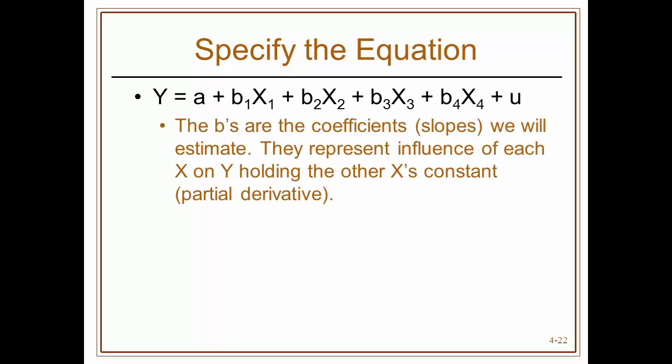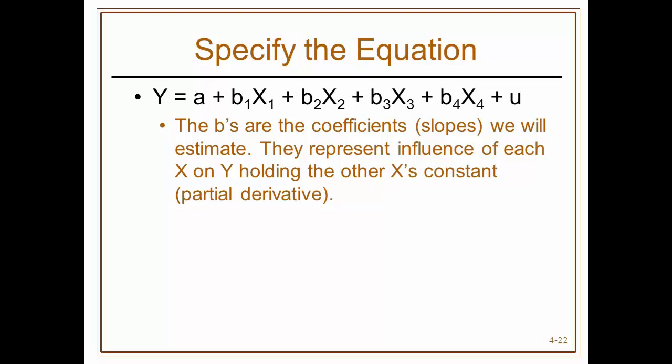Again, each of the B's that are here will be the coefficients that the computer is going to estimate the value for. Also for the intercept term there, the A. They'll be the coefficients, or the slope parameters, and they represent the influence of each individual x variable on y, holding the other x variables constant. So B1, the way I interpret that is to say, if x1 increases by 1 unit, then it's going to have this effect on y of the magnitude B1, assuming that x2, x3, and x4 are being held constant.